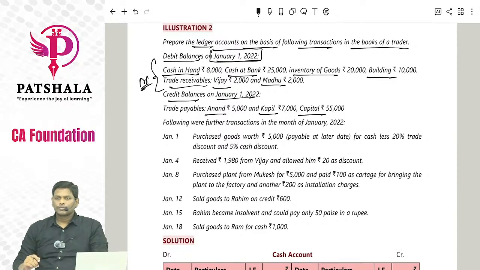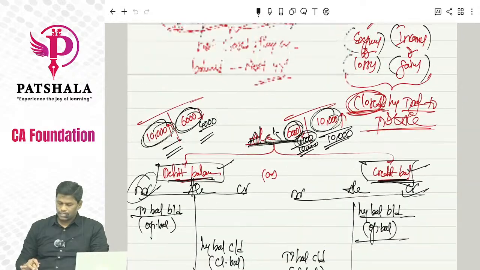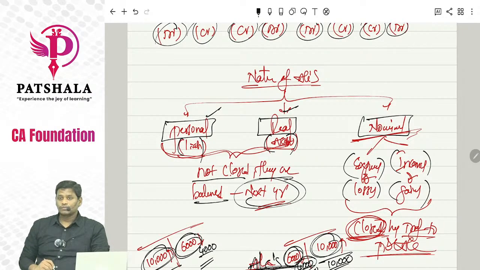From last year. Now, which balances will come from one year to another year? I told you, personal and real accounts will come to next year. They are not closed, they are balanced, and they will be taken forward. Whereas nominal accounts will be closed.